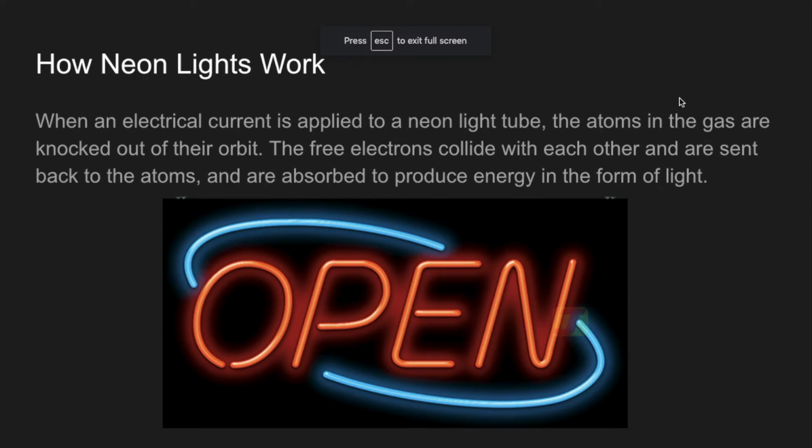They're filled with noble gases such as helium, argon, krypton, and of course neon. And how they work is when an electrical current is applied to the neon light tube, the atoms in the gas are knocked out of their orbit. This causes the free electrons to collide with each other, and then they are sent back to the atoms and are absorbed to produce energy in the form of light. So basically the electrons from the electric current flow freely through the gas, causing the gas atoms to glow.